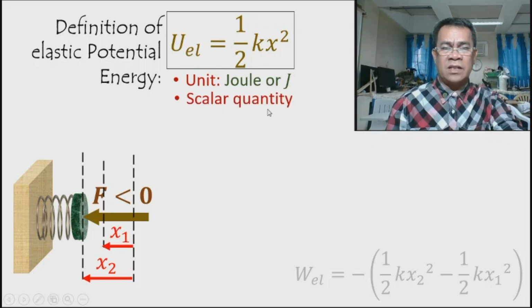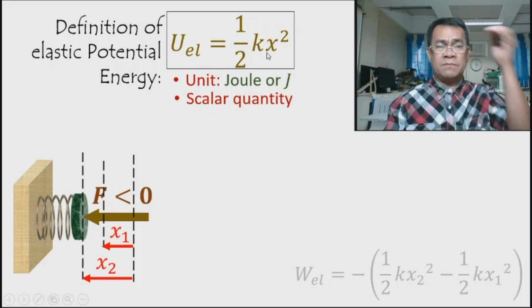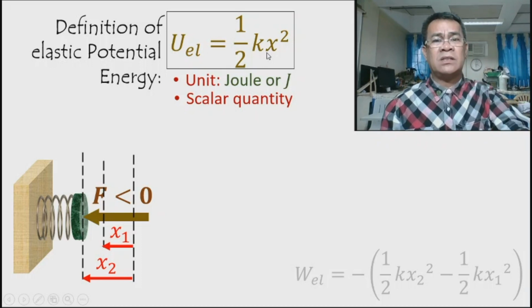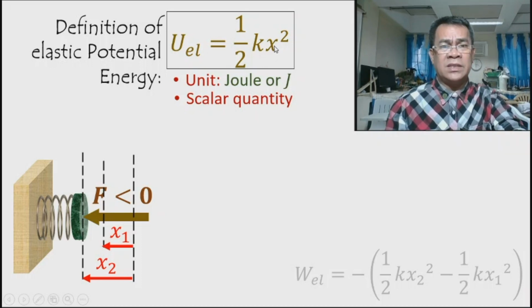And take note, it is a scalar quantity. For gravity, it can be zero, positive, or negative. But for the spring, take note, this is squared, so this is always positive. The spring always provides a positive result, because when you square it, it will provide a positive result. So there's no negative for the elastic energy.